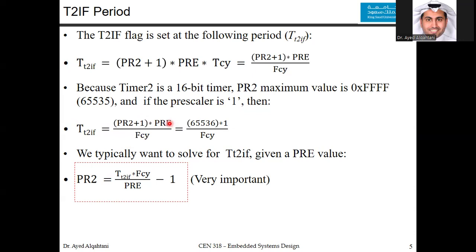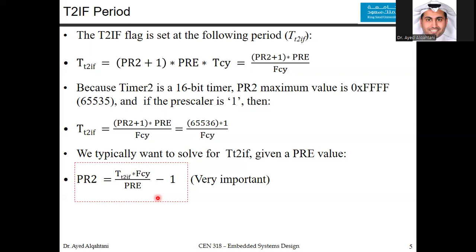And now we have this equation, which is only a single equation, but we have 2 unknowns, which are PR2 and the prescale value. So we will rewrite this such that PR2 will be on the left-hand side, and the rest will be on the right-hand side, as you can see. And this is what we reached in the first slide when we discussed the time. It's the same thing, but we revisit it from a different angle.